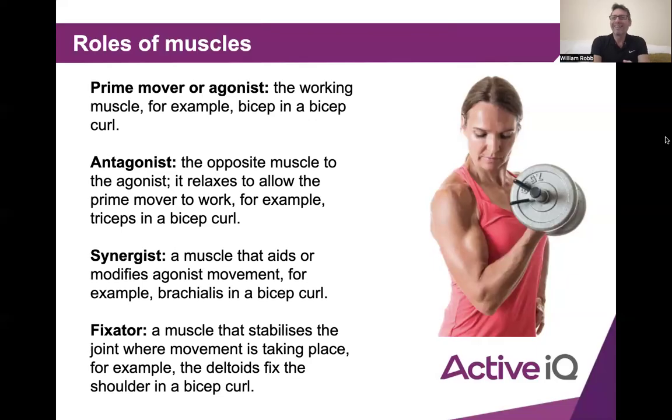So let's go back to our knee flexion. Now I want to flex my knee joint. Remember, the prime mover is going to be the biceps femoris. The antagonist is the quadricep muscle group. The synergists are semimembranosus and semitendinosus, and the fixator muscle would be the gluteus maximus, which is going to give joint stability in the hamstring muscles. Confused? During the course, we'll practice a little bit more. So those are the roles of the muscles.